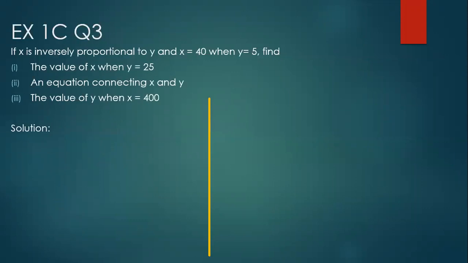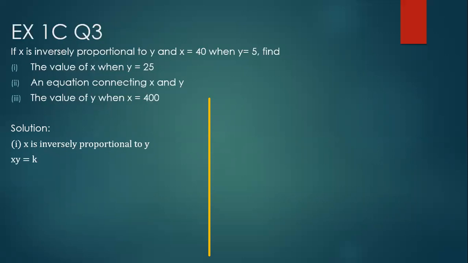Let us look at this question. If x is inversely proportional to y and x is 40 when y is 5, find the value of x when y is 25. And then you have to make a connecting equation that will connect x and y. And then last, find the value of y when x is 400. So let us do the first part. If x is inversely proportional to y, we can write it as x multiplied by y is equal to k.